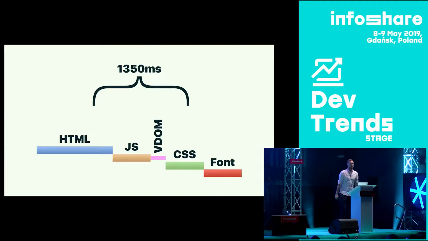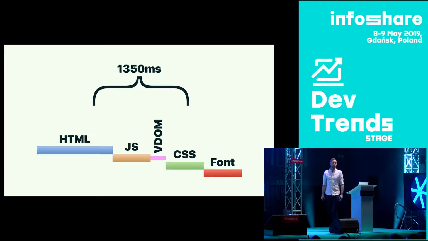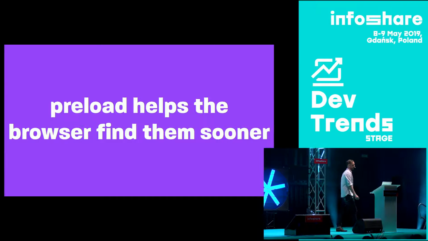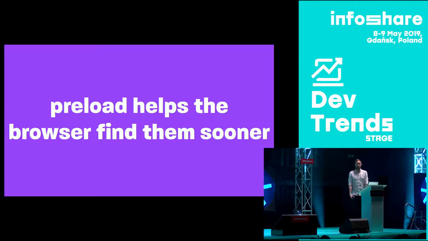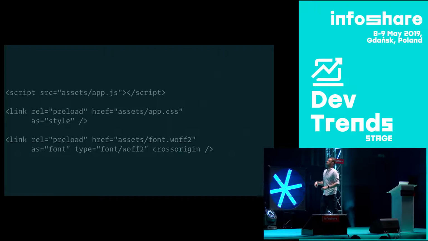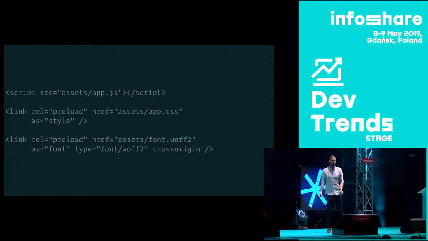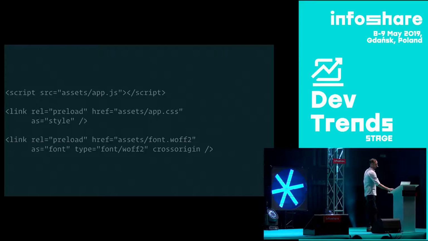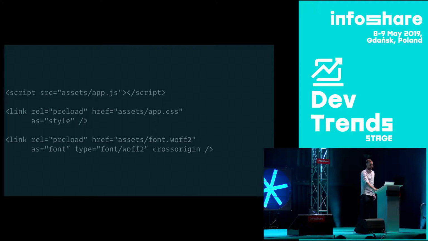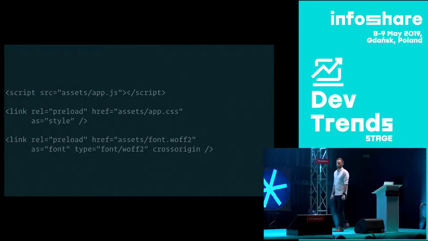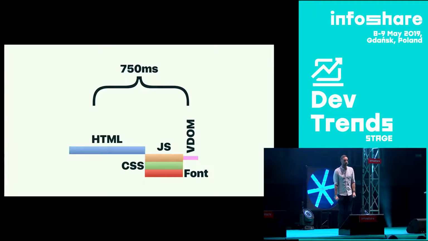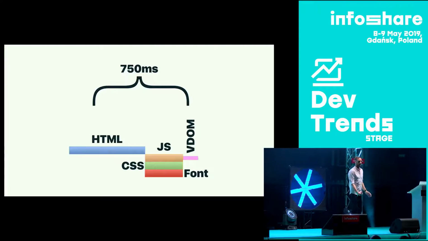But preload helps. Preload helps the browser to find these files sooner. So in my head tags, now all I need to do is this. I'll have app.js, which is a normal script tag that gets discovered in a regular fashion. But I'm also going to preload my style sheet, and I'm going to preload the web font. This gets rid of that long request chain and now allows us to completely parallelize the whole process. So now the waterfall looks like this. 750 milliseconds. We've bought back a lot of time there just by adding 2 lines of HTML to the head tags.